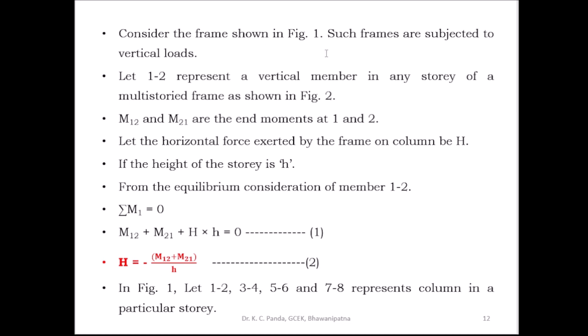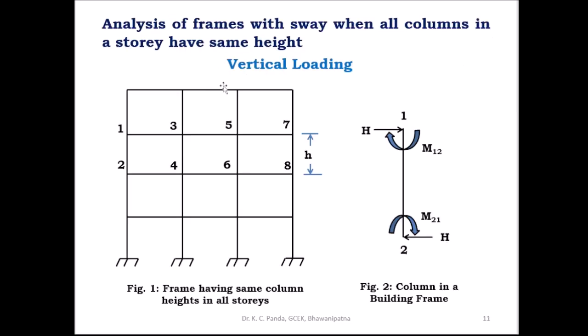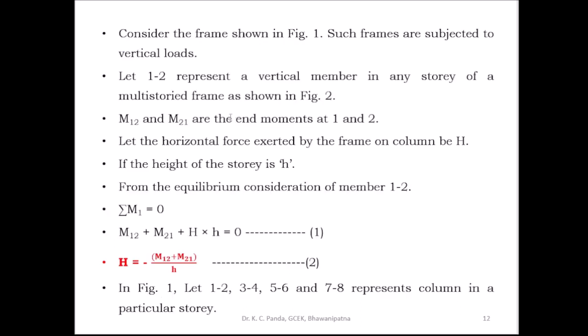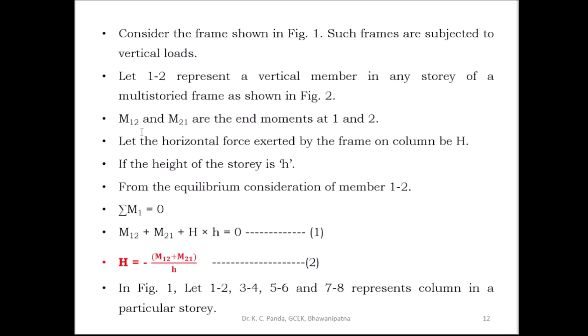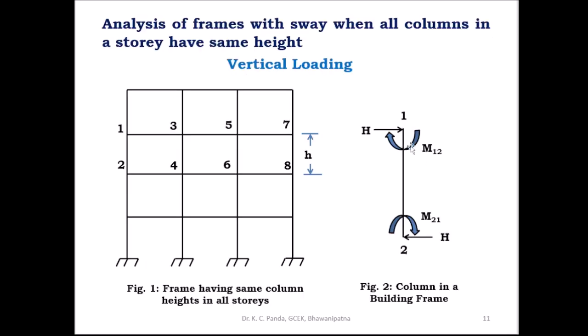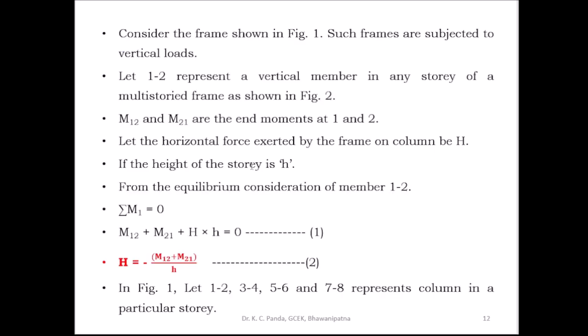Consider the frames shown in figure 1. Such frames are subjected to vertical load. Let 1, 2 represent a vertical member in any story of a multi-storied frame as shown in figure 2. M12 and M21 are the end moments at 1 and 2. M12 and M21 are the end moments at the ends of the vertical member.